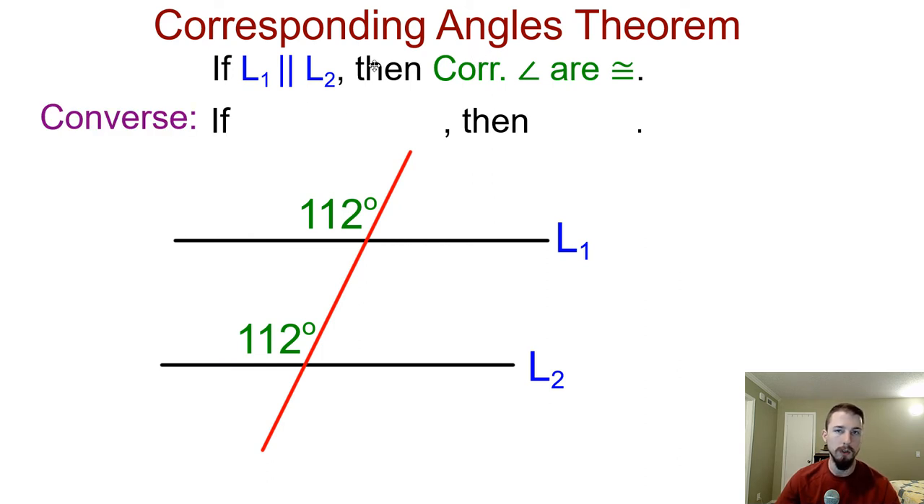So the converse, like shoes on the wrong feet, just like what we reviewed 2 days ago, we're going to switch the order. So if the corresponding angles are congruent, and they are here, then we know that the lines have to be parallel. So this line is parallel to that line.